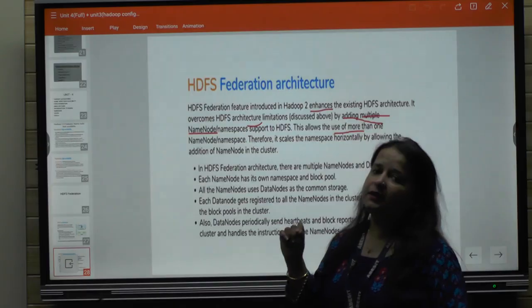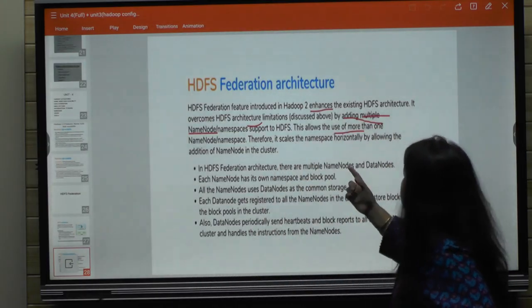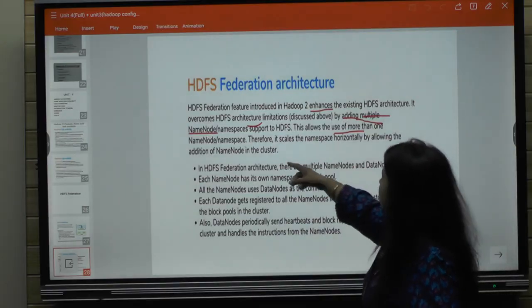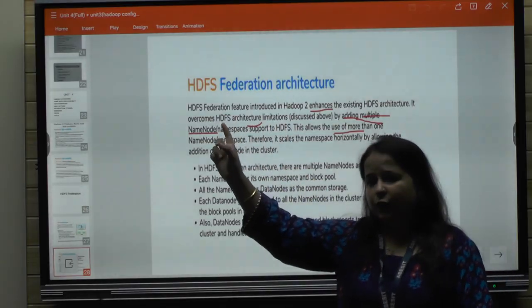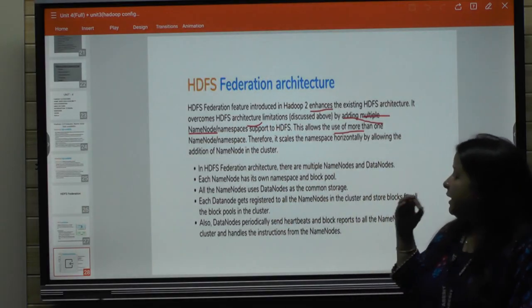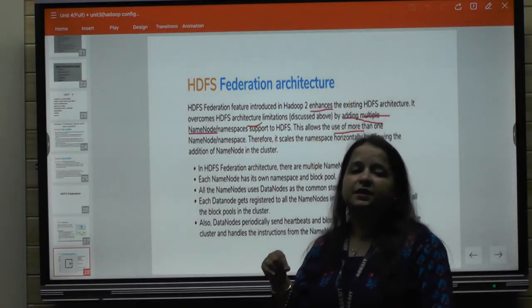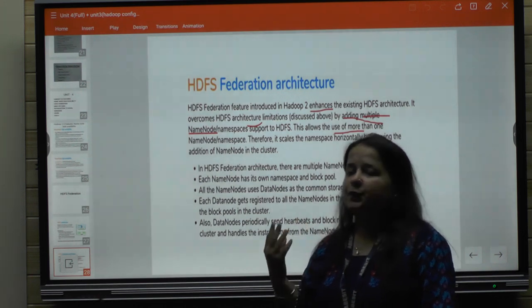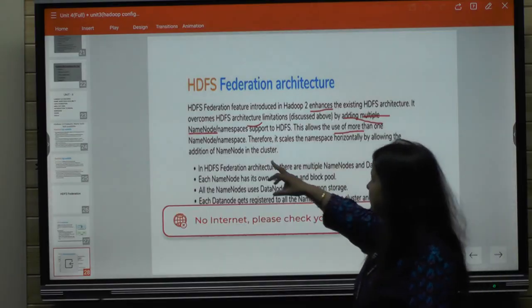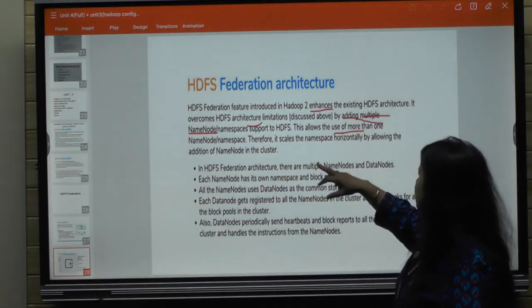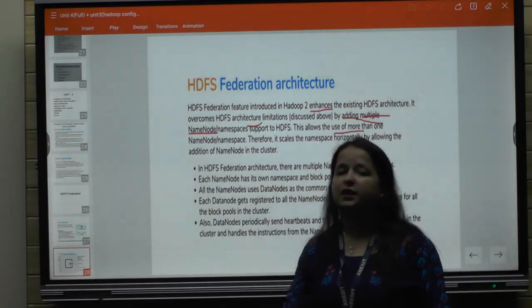In HDFS 1, one name node is there and one namespace is there. So this allows us to use more than one name node or namespace. Means in HDFS 1 one name node is associated with one namespace, but in the HDFS 2 federation architecture, more than one name node is there, so the namespace is also associated with a number of name nodes. Therefore, it scales the namespace horizontally by allowing the addition of name nodes in the cluster.